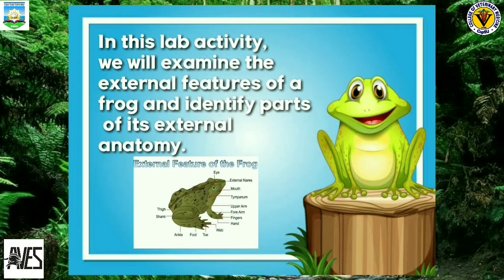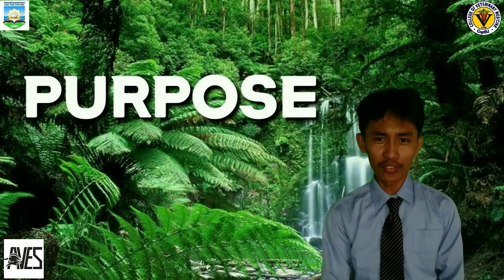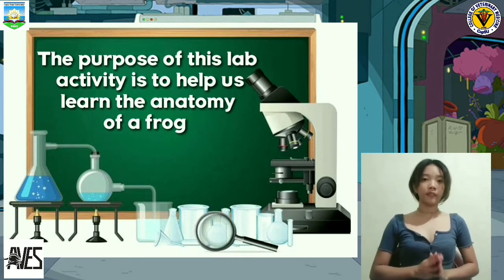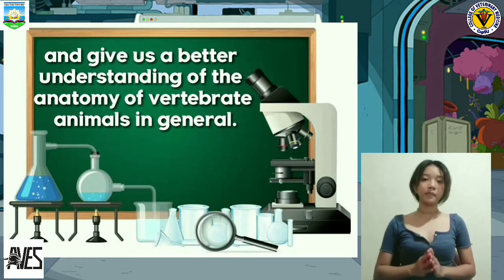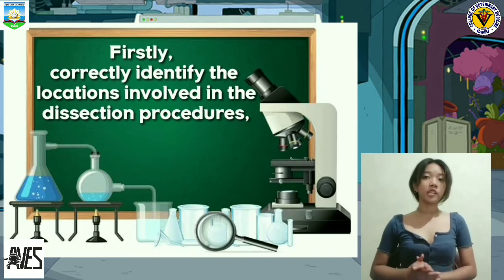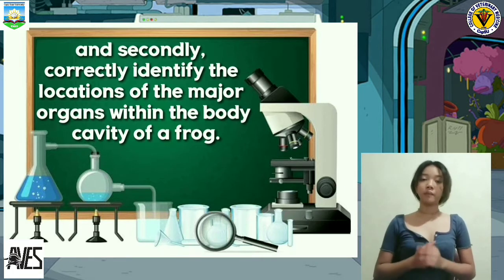In this lab activity, we will examine the external features of the frog and identify parts of its external anatomy. In addition, we will dissect a frog to observe its internal anatomy. This is the purpose of this lab activity. The purpose of this lab activity is to help us learn the anatomy of a frog and give us a better understanding of the anatomy of vertebrate animals in general. After completing this lab activity, we should be able to, firstly, correctly identify the locations involved in the dissection procedure, and secondly, correctly identify locations of major organs within the body cavity of a frog.